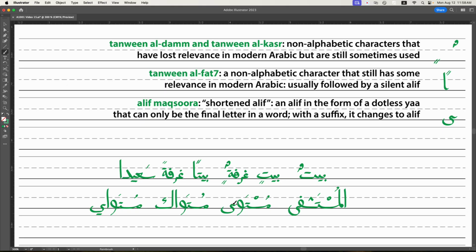Mustawa means level, not level in the sense of not tilted, but like levels of achievement, for example. So because alif maqsura can only be the last letter in a word, if you put a suffix on it, you have to change it back to regular alif. So your level is mustawak, and my level is mustawai. So here's ya with the dots, because here's the "ee" ending for "my." So alif maqsura will change form back to regular alif, just like ta marbuta will change form back to regular ta if you add a suffix onto it. Okay, so congratulations.